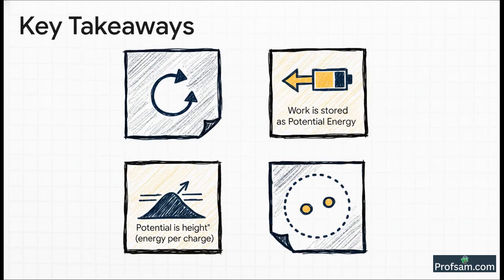All right, so here are the key takeaways, your final summary. First, electrostatic force is a conservative force, just like gravity. Second, any work done against this force gets stored as potential energy. Third, think of potential as the electrical height, or the energy per unit charge. And finally, the most important one, potential energy is a property of the system, not just one single charge.